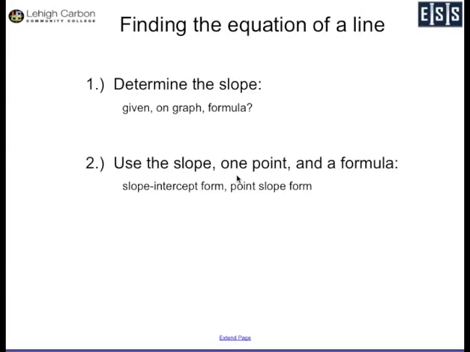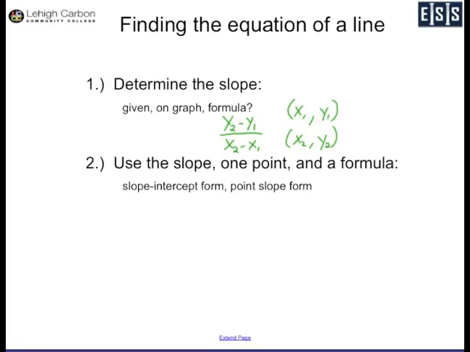When you're doing this, there are 2 steps. The first step, you need to determine the slope of the line. There are 3 different ways to do this. Sometimes the problem will tell you m equals this or the slope is this. That's the easy way, it's given to you. Sometimes you'll have a graph where you have to look at the graph and figure out what the slope is, or you might need to use the slope formula, which is y2 minus y1 over x2 minus x1, where your points are x1, y1, and x2, y2.